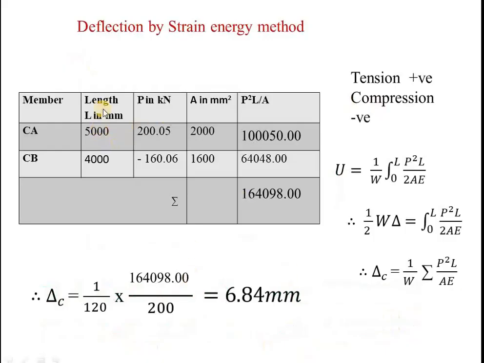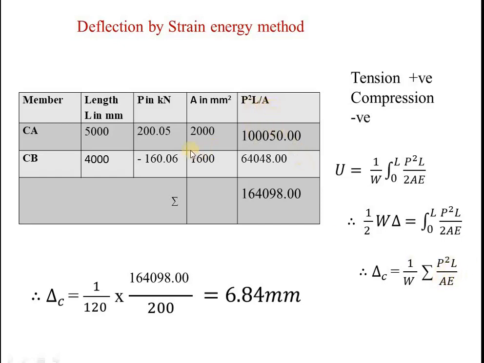Now, as there are only two forces, you list the member lengths and P in kilonewton, already calculated. The areas he has given are different, so that's why we have taken area into the table. In the previous problem, area was not taken because area was common to both. But here area is different for different members, so I take it into account. Then out of this, whichever is common, you take it out. Here E is the only common one, A is not common. But in the earlier problem, A and E were common, so I had taken only P square L.